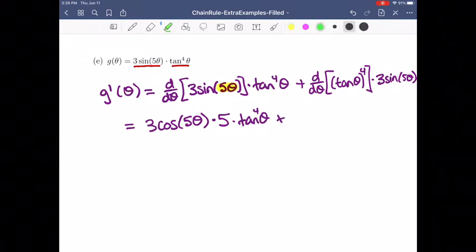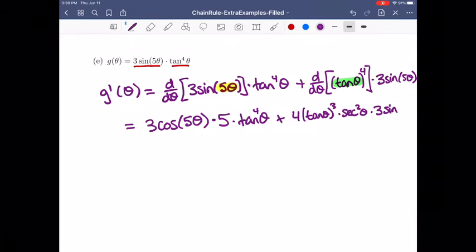Okay, over here, my inside function is tan theta. So I have something to the power 4. So it's going to be 4 something to the power 3 times the derivative of tan, which is secant squared theta, times the 3 sine of 5 theta.